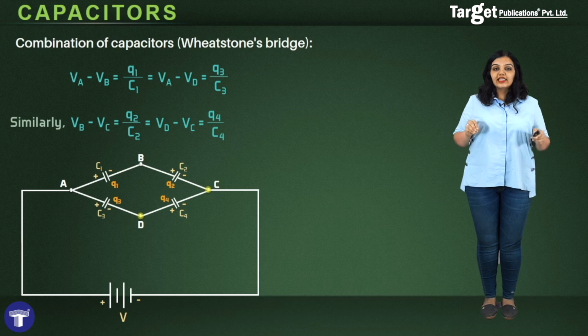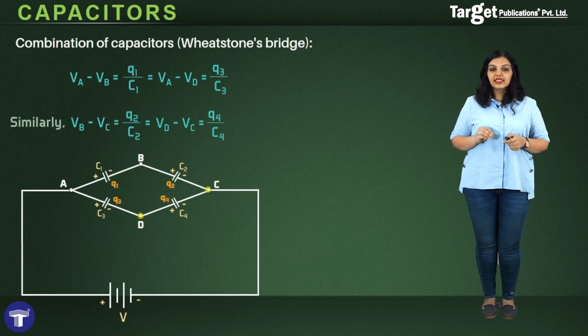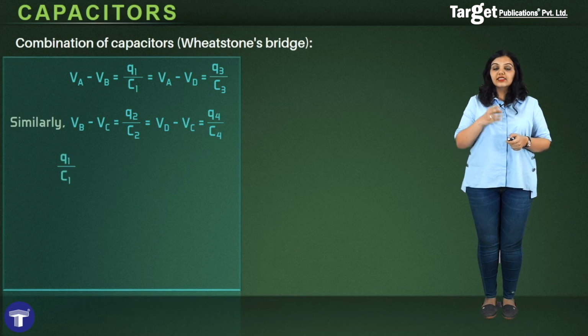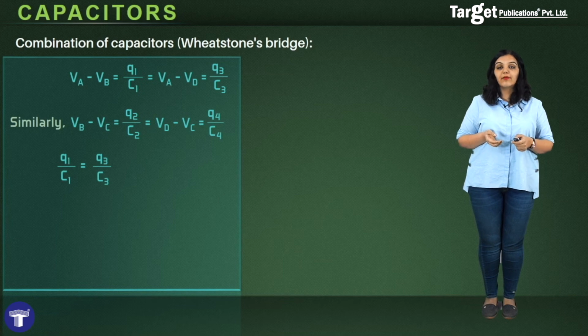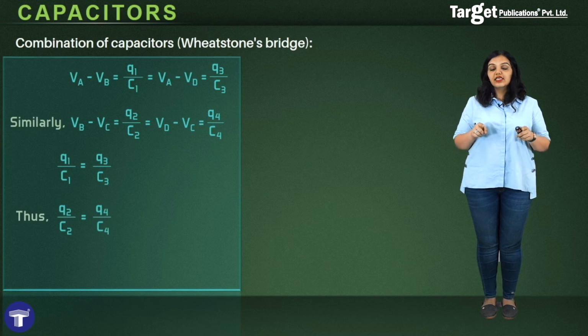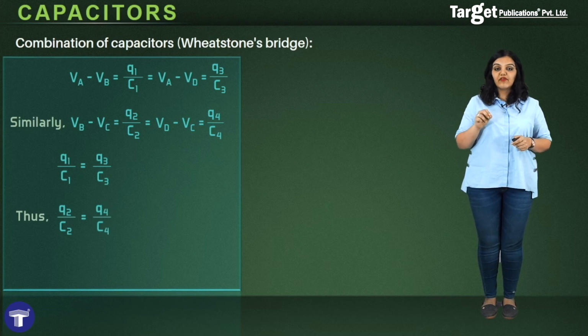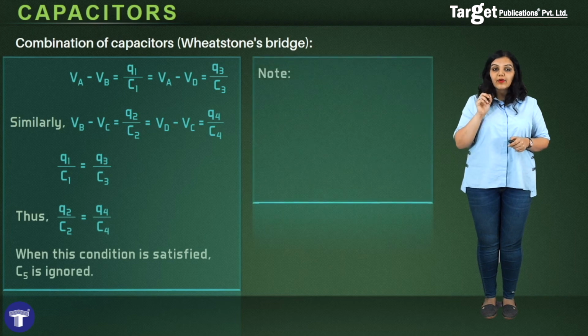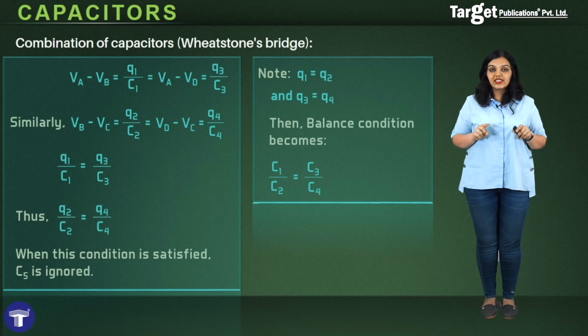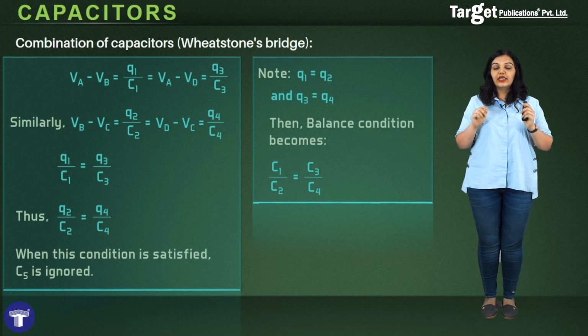From this I can get what I want, that is I want the balance condition. I take all these four equations and I will see very quickly that since VB is equal to VD, I get Q1 upon C1 is equal to Q3 upon C3, and Q2 upon C2 is equal to Q4 upon C4. So this is the balance condition if you have a Wheatstone's bridge made up of capacitors, that is Q1 upon C1 should be Q3 upon C3 and Q2 upon C2 should be Q4 upon C4. When this condition is satisfied, C5 can successfully be ignored.